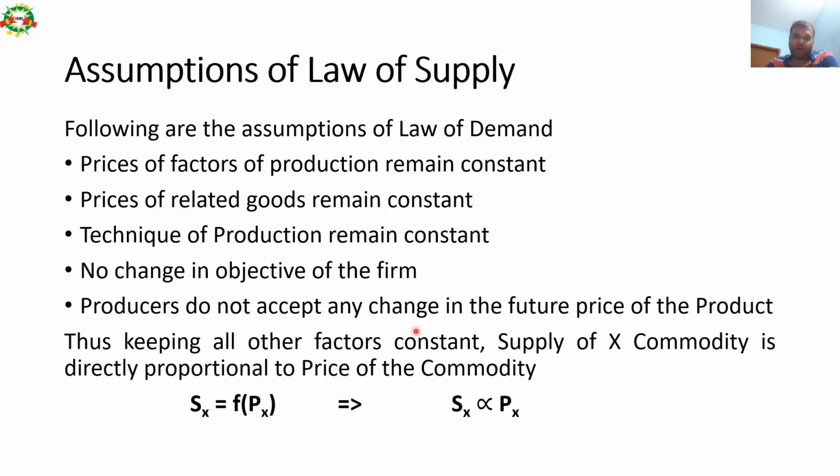Thus, keeping all other factors constant, supply of X commodity is directly proportional to the price of the commodity. So, supply of a commodity is a function of price of the commodity, and it is directly proportional. Demand is inversely proportional to the price, and supply is directly proportional to the price of the commodity.